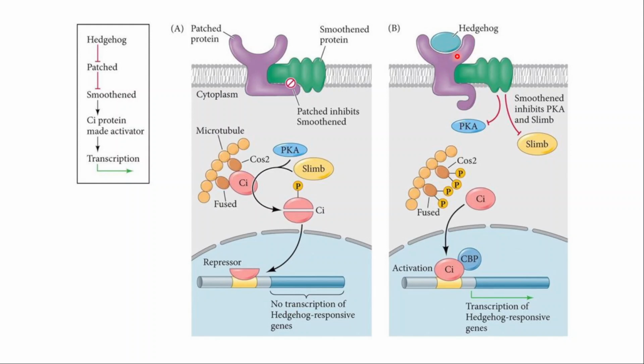Now when there is presence of hedgehog ligand, it binds to the patched protein. Upon binding to the patched protein, there is a conformational change in which the patched protein, or the receptor, is no longer able to inhibit smoothened. Now smoothened becomes activated and smoothened inhibits two of these players, PKA and SLIM. Thereby, PKA and SLIM would not be able to perform their function, which was earlier to cleave and phosphorylate Ci and act as a repressor. So Cos2 will be phosphorylated, Ci will be released, and whole Ci, not cleaved Ci, will act as an activator, recruiting CBP, and transcription of hedgehog responsive genes can follow. So this is a rough schematic of how the hedgehog pathway works.